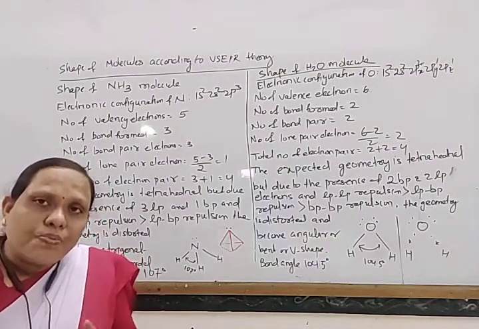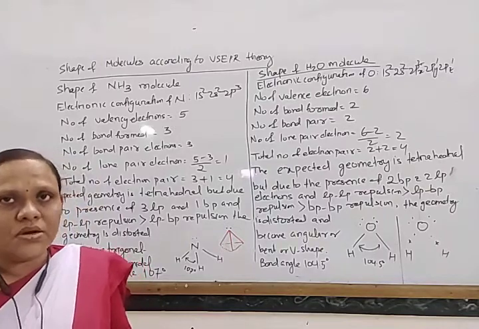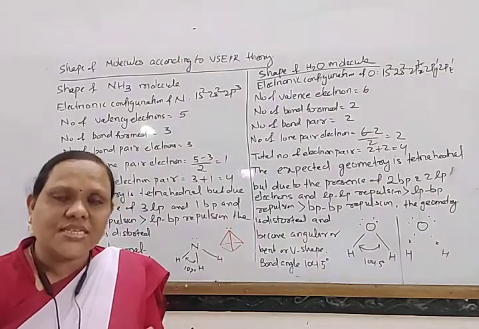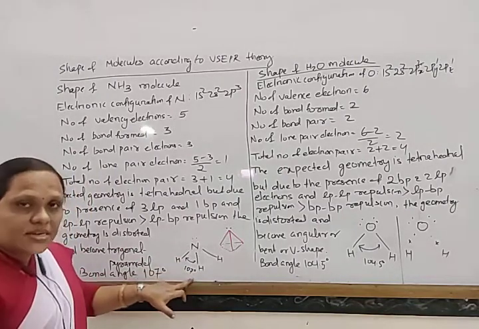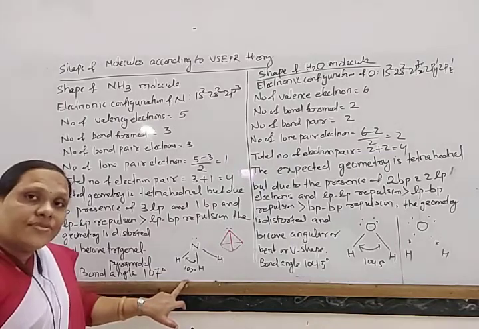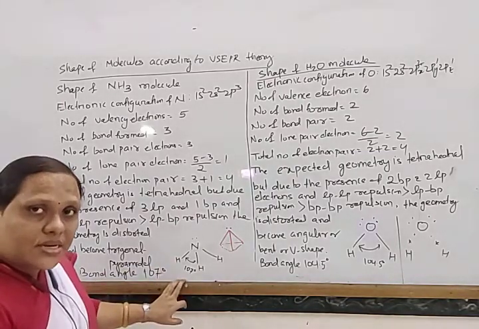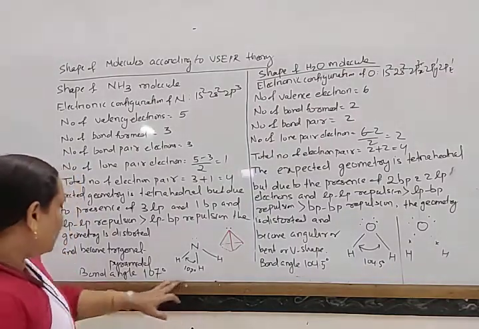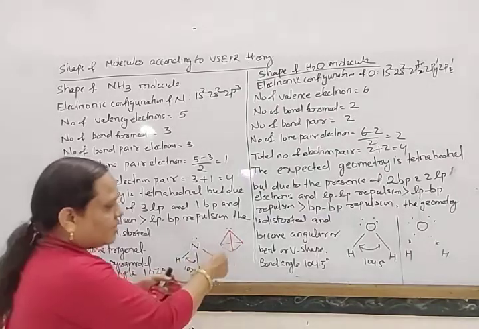But due to lone pair-bond pair repulsion being greater than the bond pair repulsion, the bond angle is squeezed and decreased. Here in this case it becomes 107 degrees instead of 109 degrees 28 minutes. And the shape is triangular pyramidal.